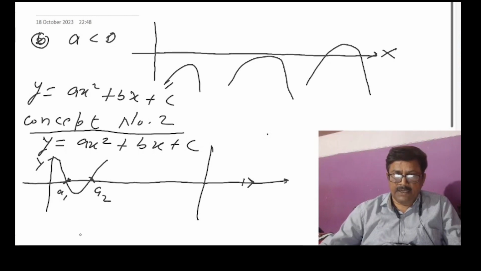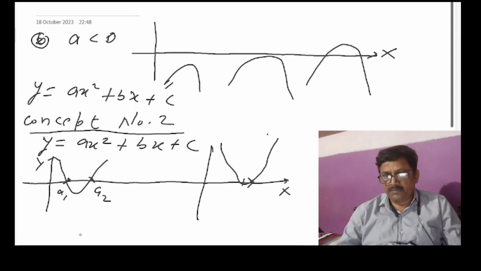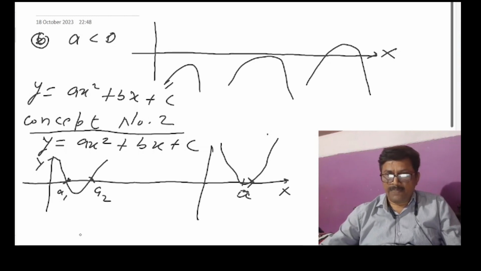If the graph is cutting at 1 point, the graph is cutting the x-axis at what point? What does it mean? It means at this point x equal to a, y is 0. So x equal to a is the root of the equation. So there is only one root. At x equal to a, the equation will be 0, our expression will be 0. So this is our root. Okay. So if the graph is cutting at one point, it means at this point the expression, or you can say the equation, will be 0.